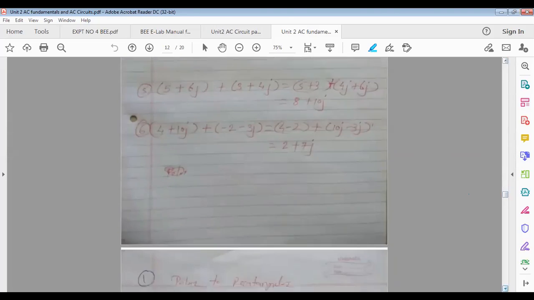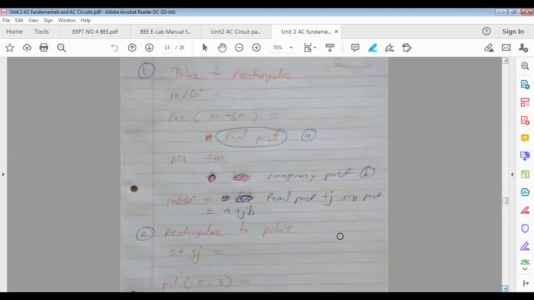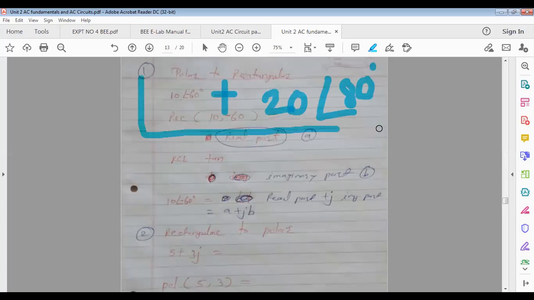Now we know the polar form, that is magnitude and some angle. Suppose it is like this: 10 at an angle of 60° plus 20 at an angle of 80°. You have to do addition here. Suppose addition of 10 at an angle of minus 60° plus 20 at an angle of plus 80°.